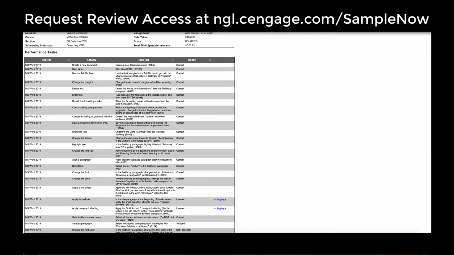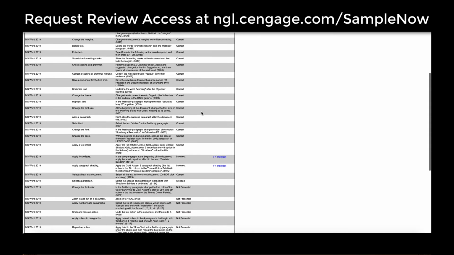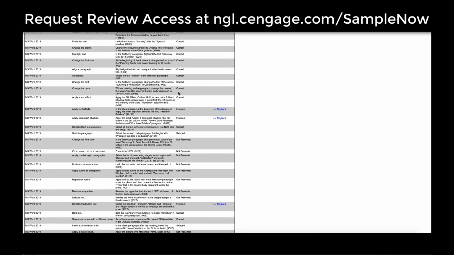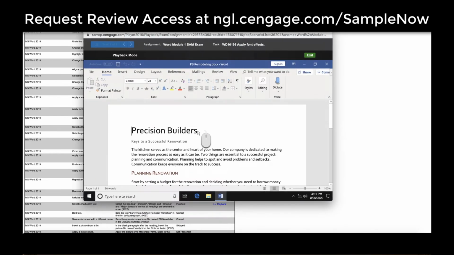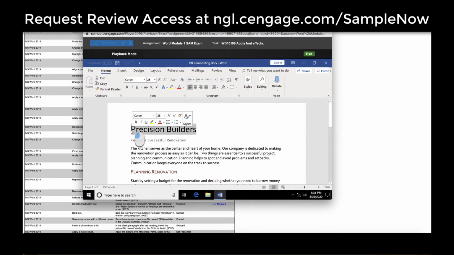In this report, you'll be able to see the task that students were completing with the result, whether it was correct, incorrect, or skipped. And for the tasks where students made an error, you'll see this little playback button. Because students are working within a simulation of the Microsoft Office software, SAM is actually recording students as they work in their exams. This playback feature allows you to actually view how the students missed that task.